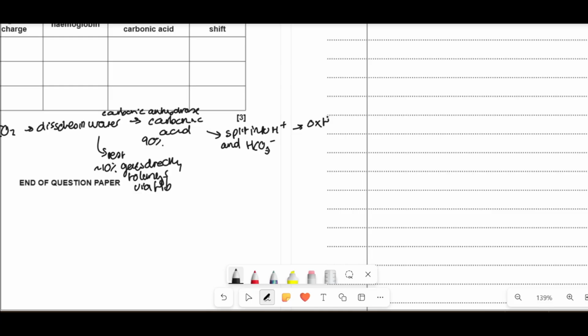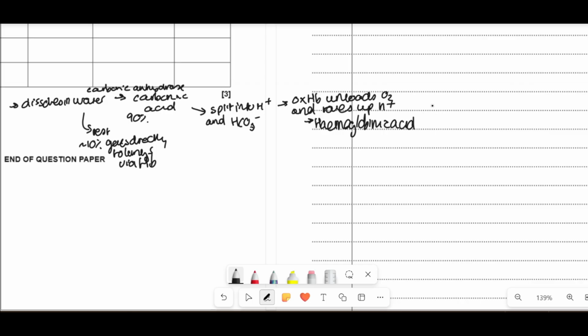So what happens is that oxyhemoglobin, I'm just going to write oxH because I'm lazy, unloads its oxygen, and then it takes up the H plus, and that forms hemoglobinic acid. This also stops the cell and the blood becoming more acidic, because again, more H plus means more acid. We also need to sort out what goes on with the HCO3.